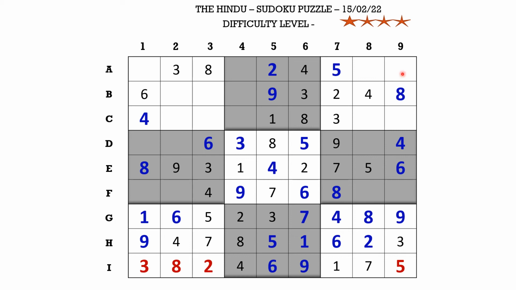In column 9, there are 3 empty cells. Missing numbers are 1, 2 and 7. There is a 2 here which blocks these two cells. So 2 goes in F9. Here the missing numbers are 1 and 7. There is a 1 in row C which blocks here. So C9 takes 7 and A9 takes 1.